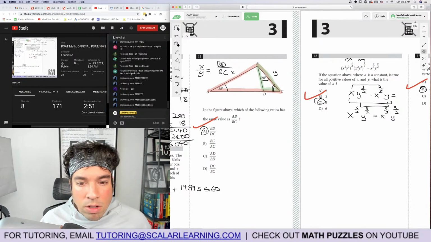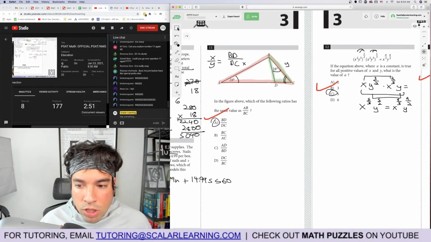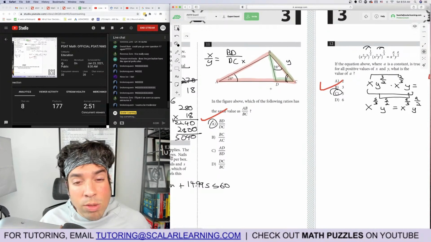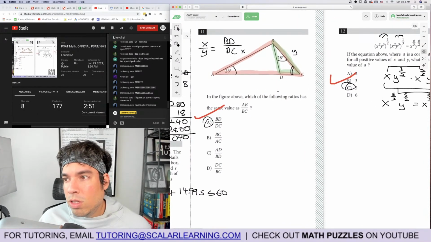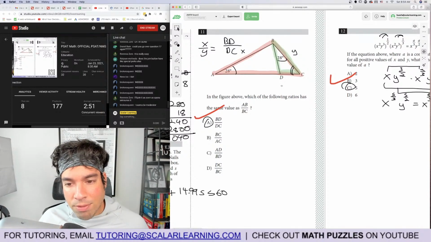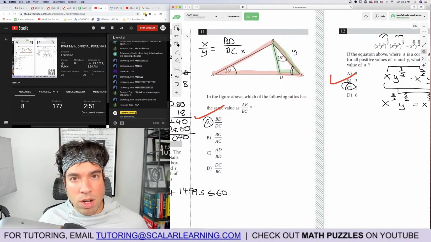In the figure above, which of the following ratios have the same values? Oh, this might be the hardest question on the test, actually. So the way you do this one is you really have to spot the fact that we're dealing with similar triangles. That's what it's all about.